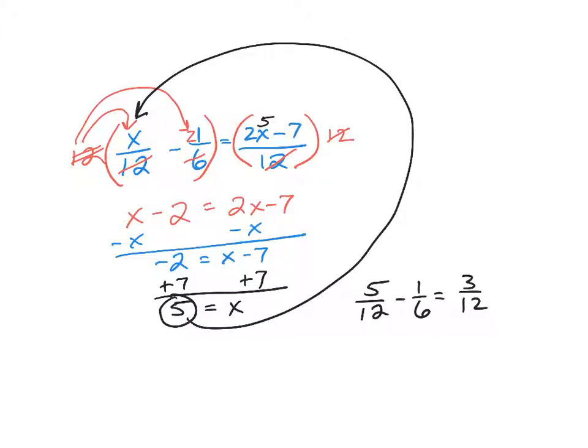Well, in order to go through and subtract fractions, I have to have the same denominator. So this 1/6, if I change it into twelfths, would be 2/12. So I would have 5/12 minus 2/12. 5/12 minus 2/12 does equal 3/12. So yes, that answer 5 does check.